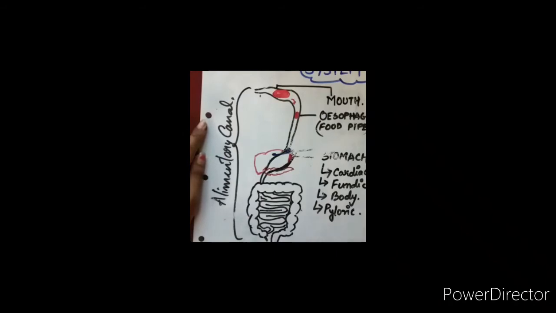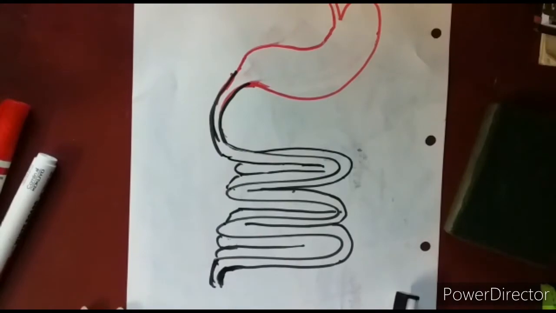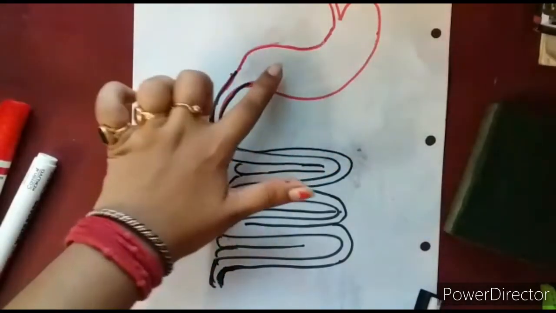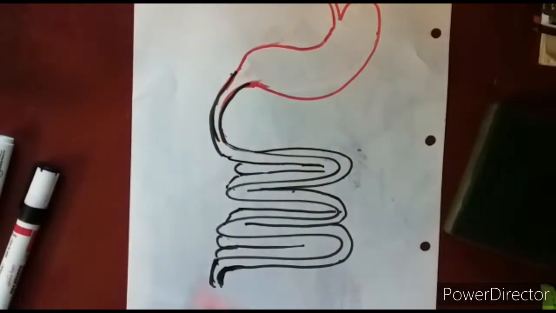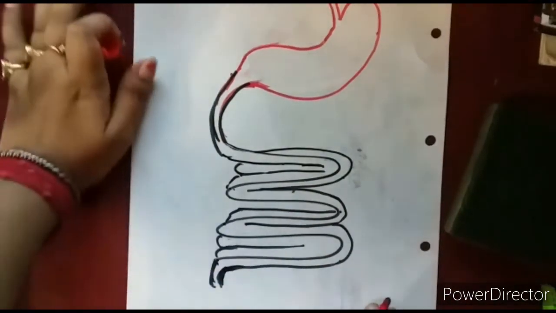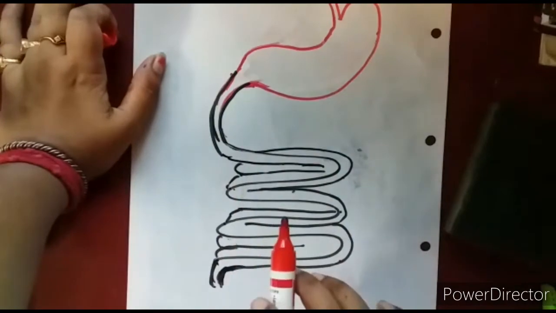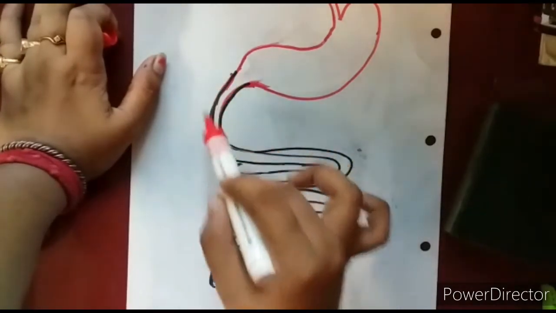Now let's move on to the small intestine. I'm drawing a very rough diagram to make you understand. This is the stomach portion, which you have already understood. Now let's move on to the parts of the small intestine. The parts of the small intestine start with the C-type position.